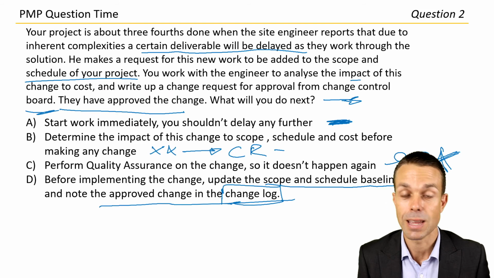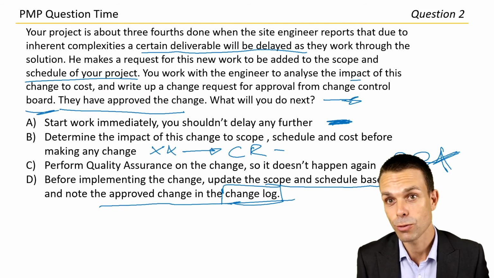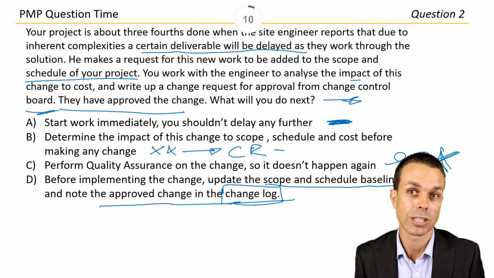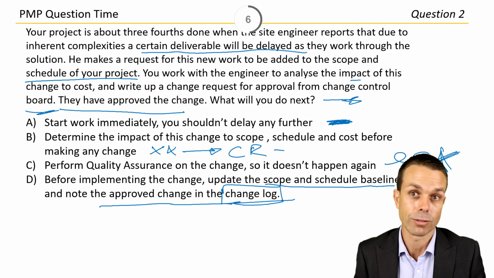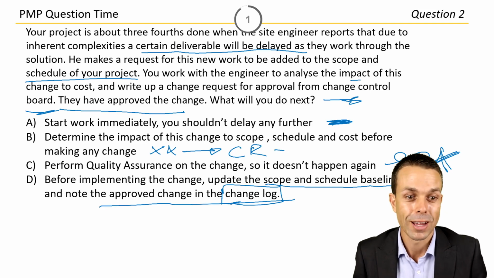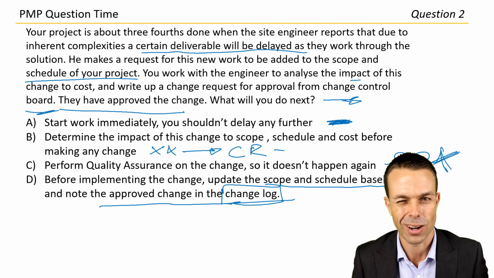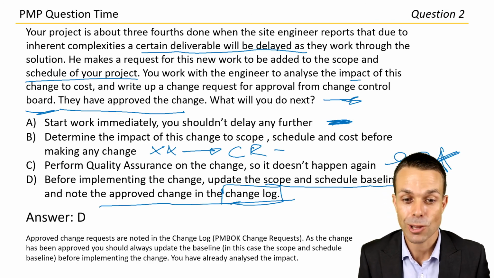So we look at the impact before the change request, but once it's been approved, then we need to update those baselined documents to schedule and cost because now, obviously, it's going to impact our schedule and cost for our project, and it's all locked in, it's all approved. So let's go with answer D. That's definitely the one. I'm pretty confident of this. Answer D. Approved change requests are noted in the change log.